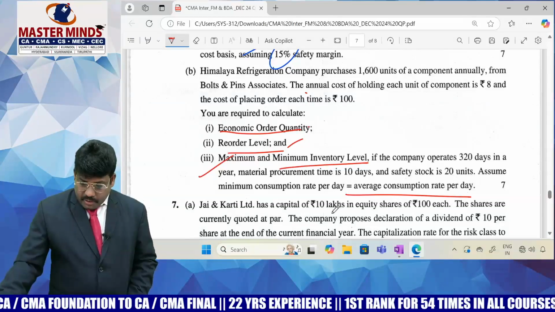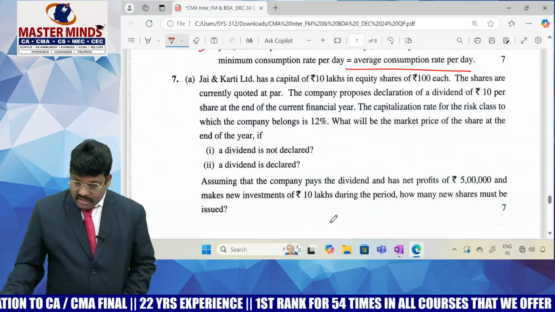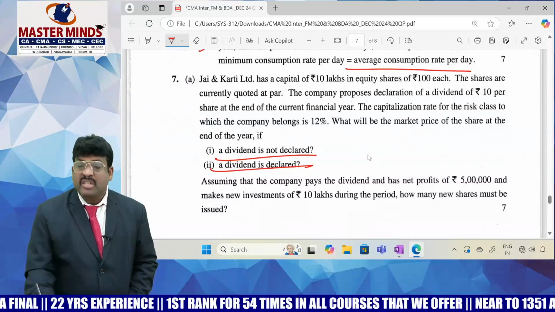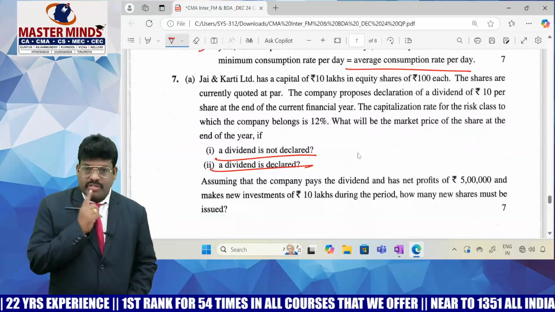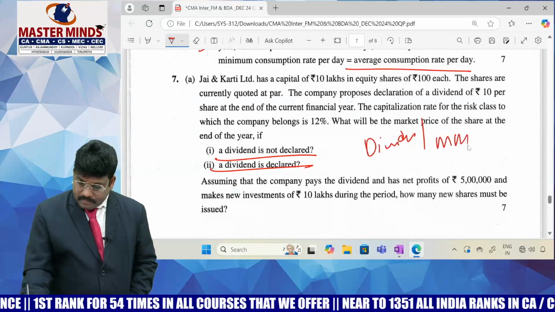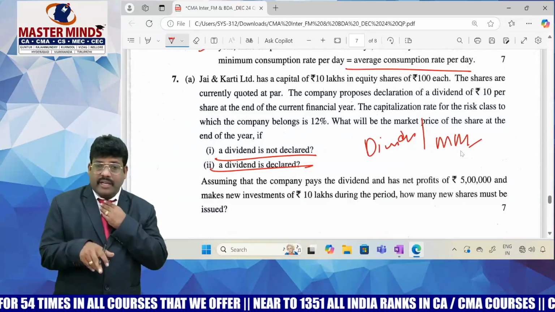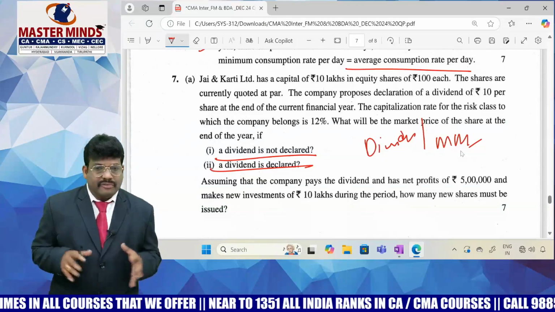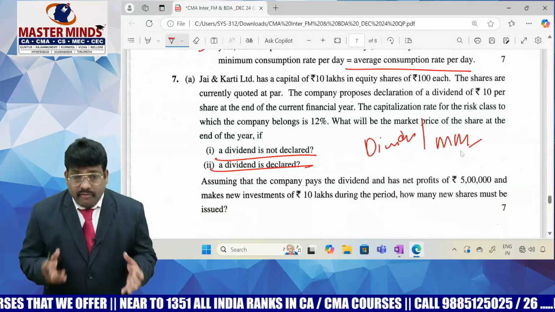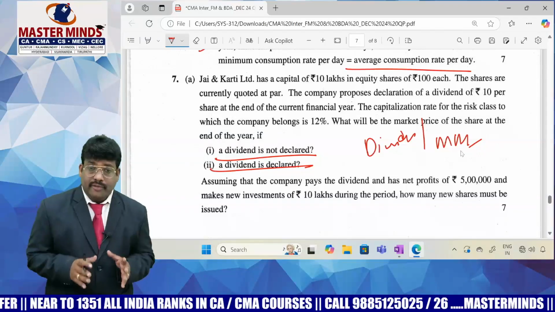Okay, the next point is, Jai and Karti Limited has a capital of 10 lakhs. So this is a question where the dividend is not declared. Dividend is not declared means this question is extracted from dividend decision, particularly the MM model, which is one of the irrelevance models. What it conveys is that the dividend decision of the company never influences the market value, but only the earning capacity of the company will influence it. So whether you declare a dividend or not, the market value of equity, the market value of the firm, will remain constant.